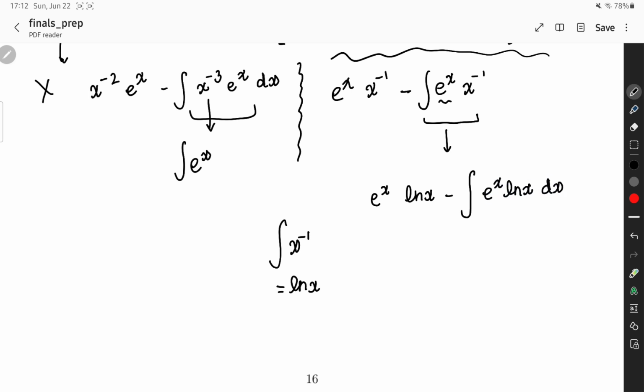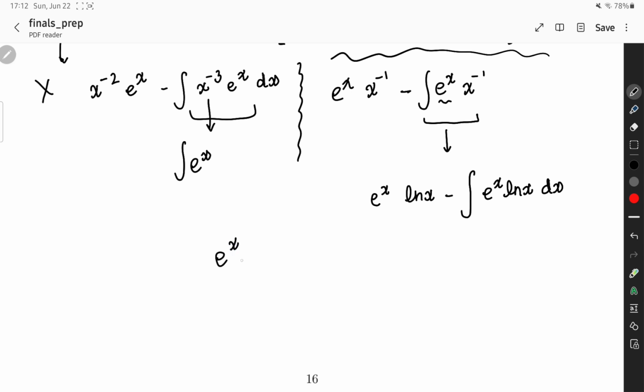What would you do now? Because these can be a little problematic. Let's see what we can do. Is there a simple substitution we can use? Maybe ln x equals u, du equals 1 over x dx. Nope, that would not do. So what can we do now? Maybe we can do it by parts again.